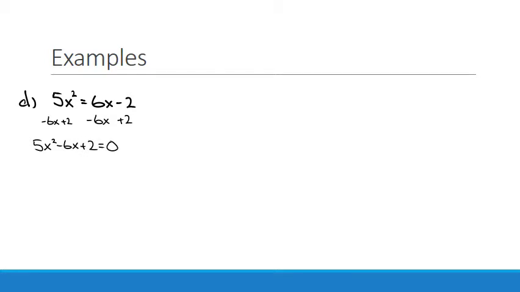And yes, why not? We might as well just finish this one. Let's go all the way through. So my a value is the coefficient on the quadratic, right? So that's 5. B is the coefficient for the linear. C is my constant term. So b is negative 6, c is 2. I'm going to write out over here the formula.